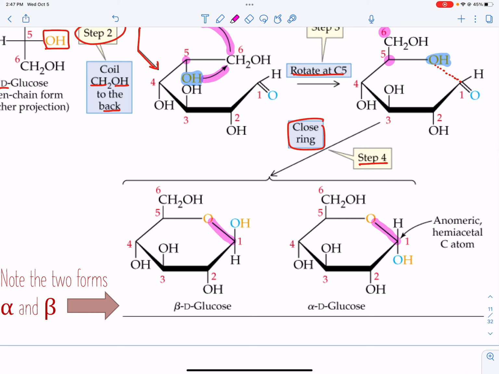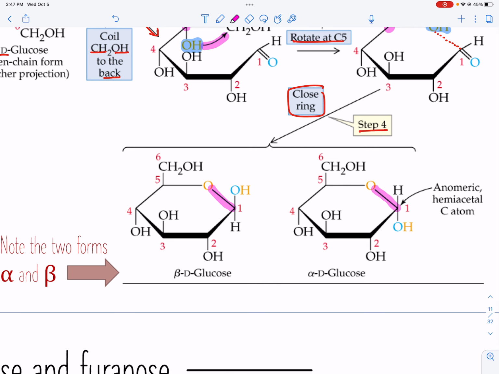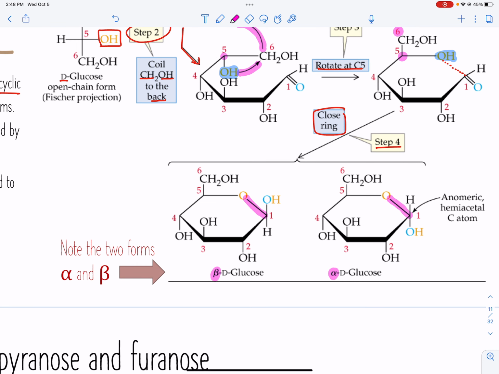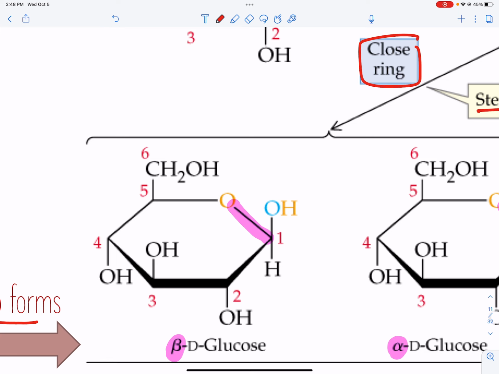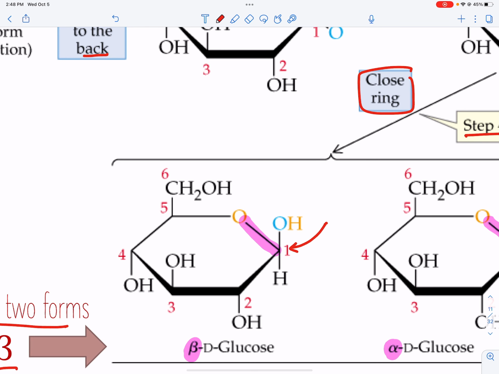Now, as you're looking at these 2 forms, you might be asking, why are there 2 forms? If we look closely here, one is called the beta form, one is called the alpha form. What differentiates these 2 forms, alpha and beta, is the orientation. When you react an alcohol with an aldehyde, you get a hemiacetal. And so this carbon 1 right here is the hemiacetal. This is where it exists.